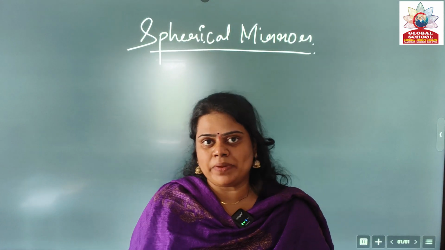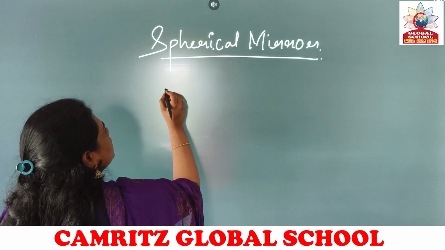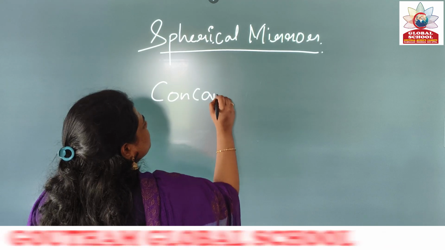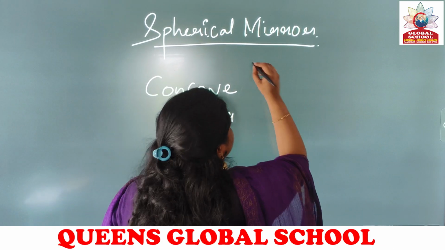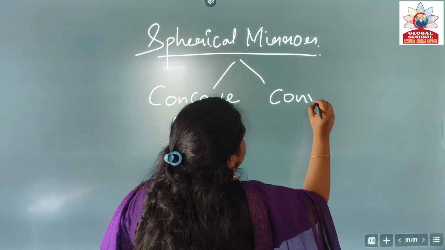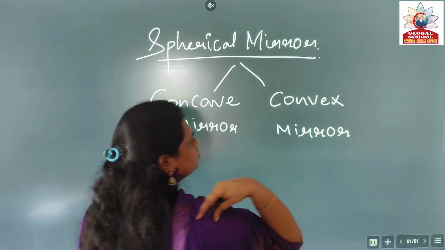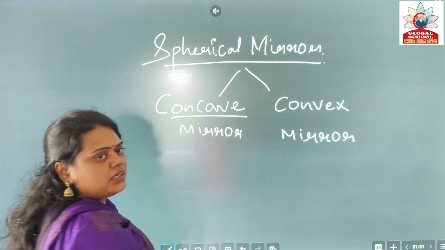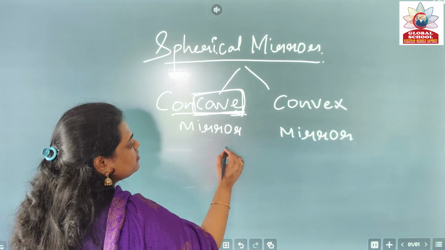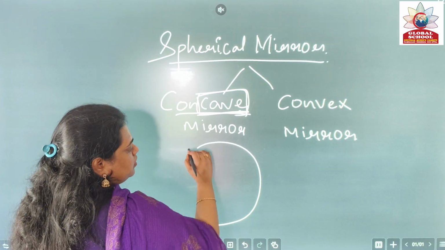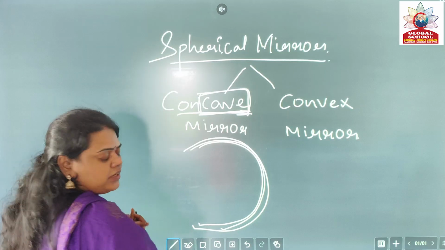So the next one is spherical mirror. We have two types of spherical mirrors. First one is the concave mirror. And the second one is convex mirror. Coming to concave mirror, the name itself is saying, for example, imagine a cave. A cave is a hollow kind of thing where something is going inside. So imagine this to be a cave.